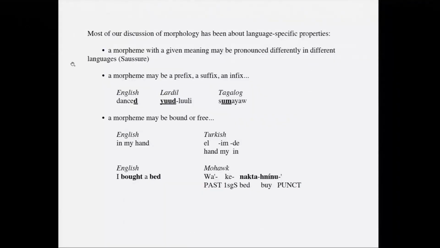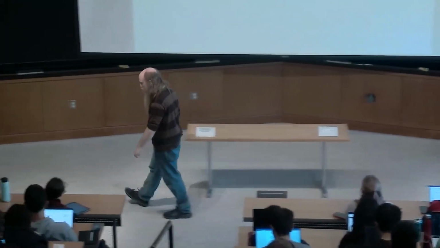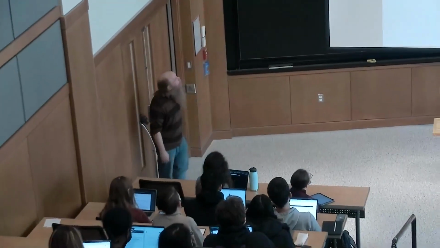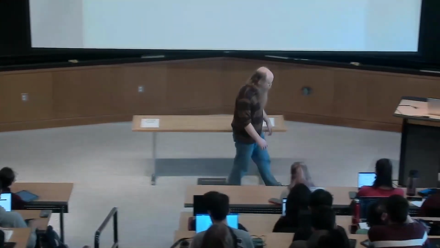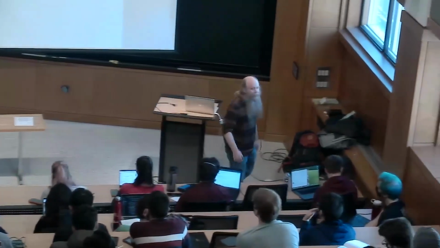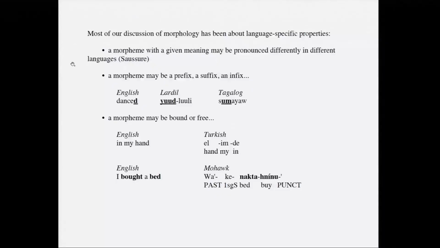So we've been talking now about morphology for a little while. And we have mostly been talking about language-specific properties. So we've been saying a morpheme with a given meaning is pronounced differently in different languages. So we started with cat. We convinced ourselves that if we wanted to look for things that were universal about language, figuring out that the word for cat is cat, that's clearly not universal. Every language has a different word for cat. So morphemes with a different meaning can be pronounced differently in different languages.